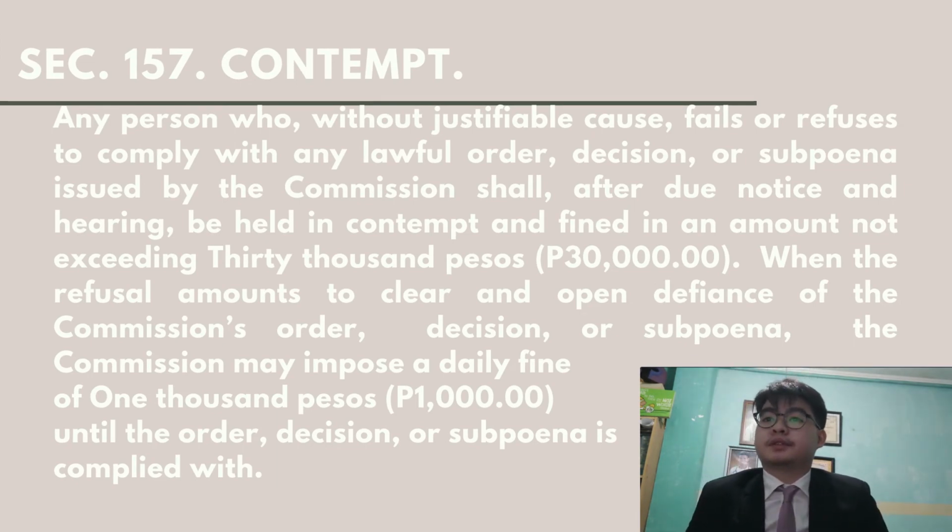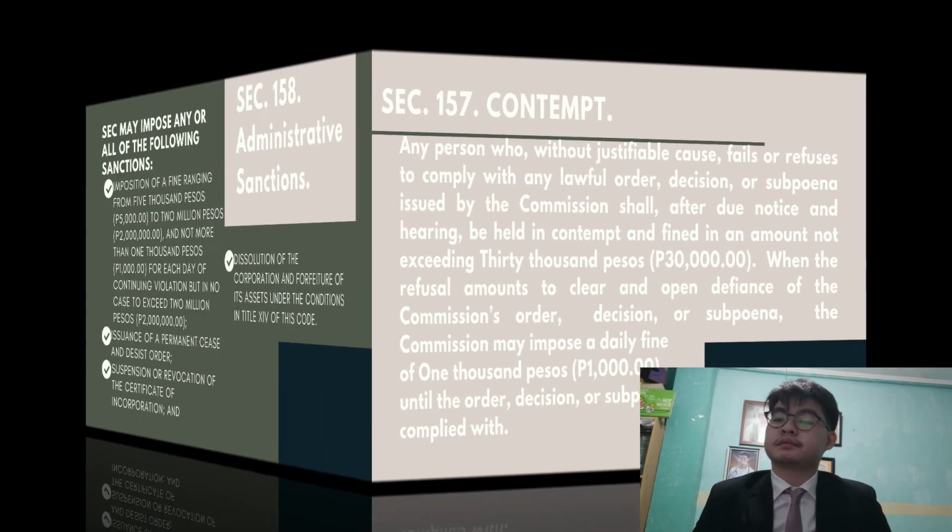Section 157. Contempt. Earlier I said what will happen if one didn't comply with the subpoena. So to answer that, the SEC has contempt powers to counter non-compliance, not only for the subpoena but also SEC orders and decisions, which will make one be held in contempt. Being held in contempt means that one has to pay 30,000 pesos and 1,000 pesos per day if one acts in defiance with the SEC.